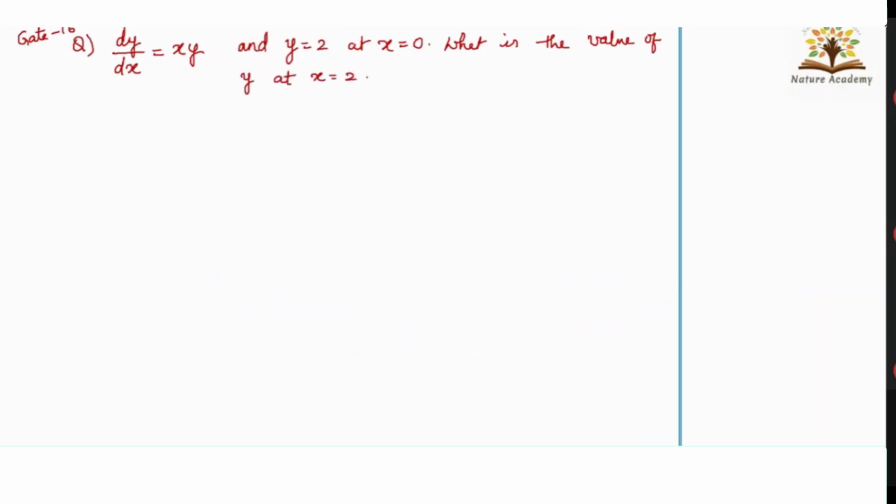So it is a GATE 2016 problem. So the question is, a differential equation is given. dy by dx is equal to x into y and y is equal to 2 at x is equal to 0. What is the value of y at x is equal to 2? They have given options: e raised to minus 2. The second option is 2e raised to minus 2. The third option is e raised to 2, e square. And the fourth option is 2e square.